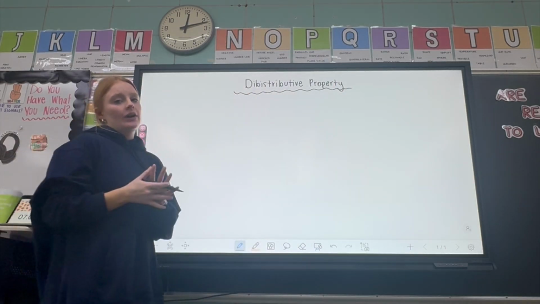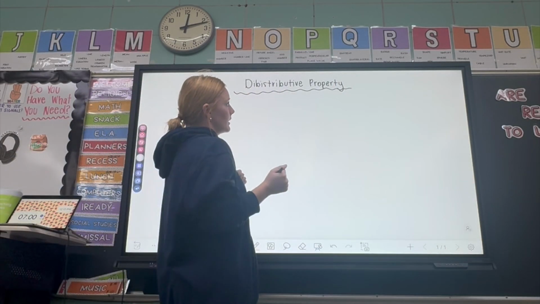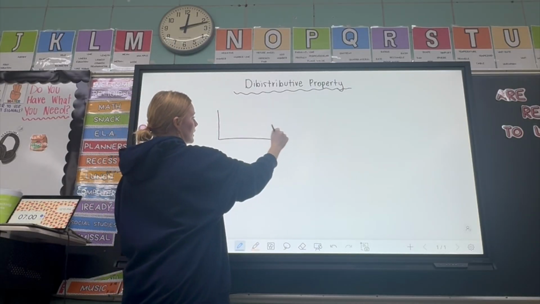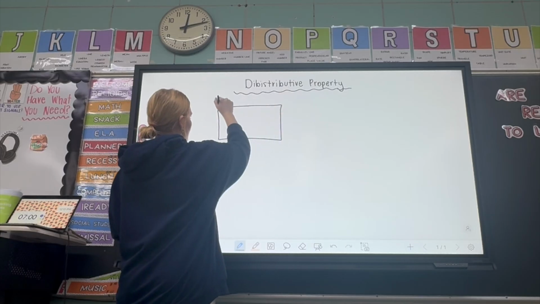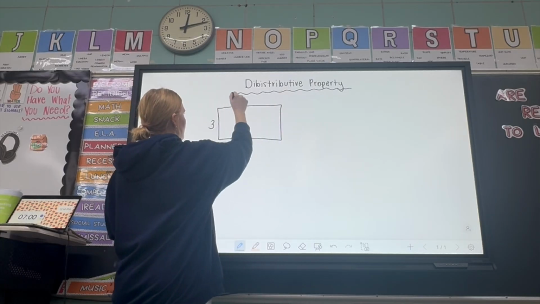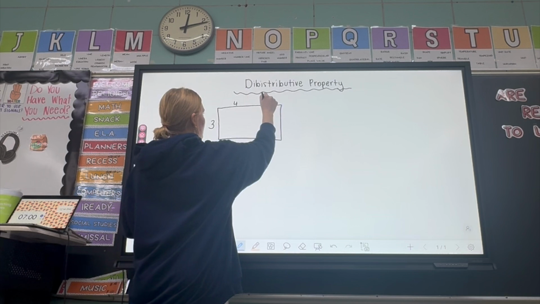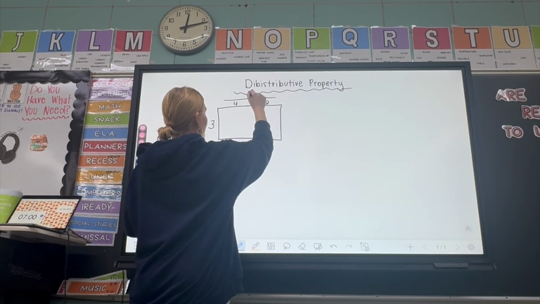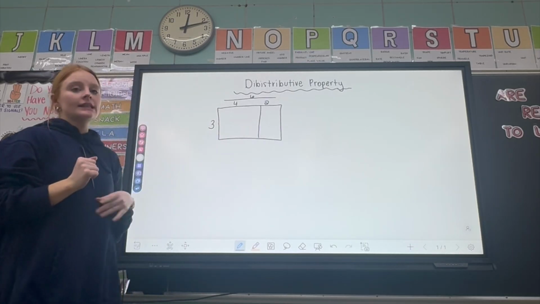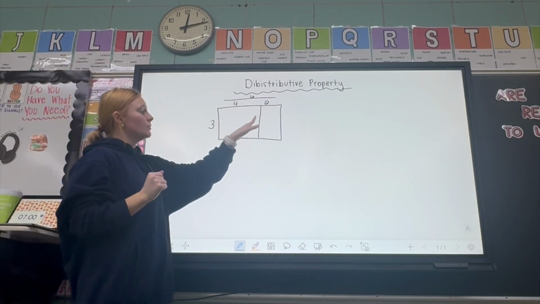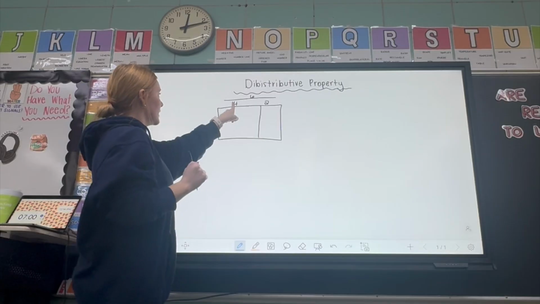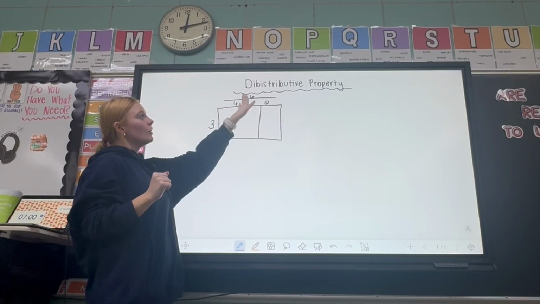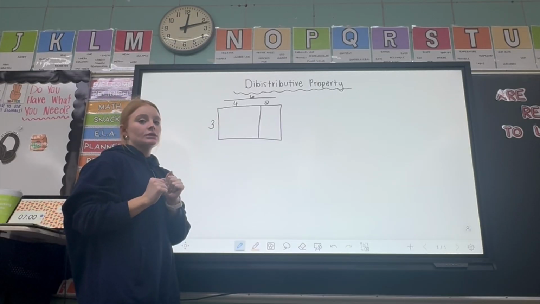Let's find area using the distributive property. So we might have a problem that looks something like this. When I look at this box, I see two boxes within it: a 3 and a 4 up here, and a 3 and a 2 up here. Now we know 4 plus 2 equals 6.